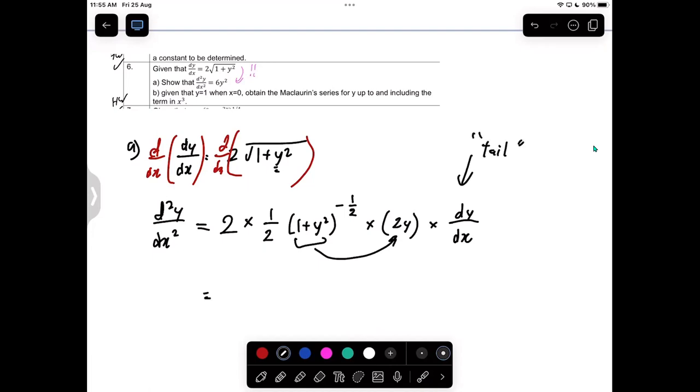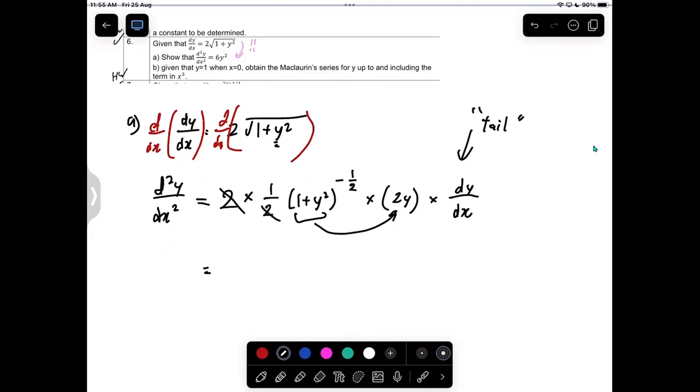Okay, then simplify. 2 and half cancel away. 2y in front, multiplied by this power negative half, you can bring down. So you end up with 1 over 1 plus y squared to the power positive half. I'm going to skip a step and rewrite as a square root, and remove the brackets to make it look neater. And then 2y, I can bring up to the numerator. I erase and write down, I hope you're not confused. Then you times dy/dx. All right, good.